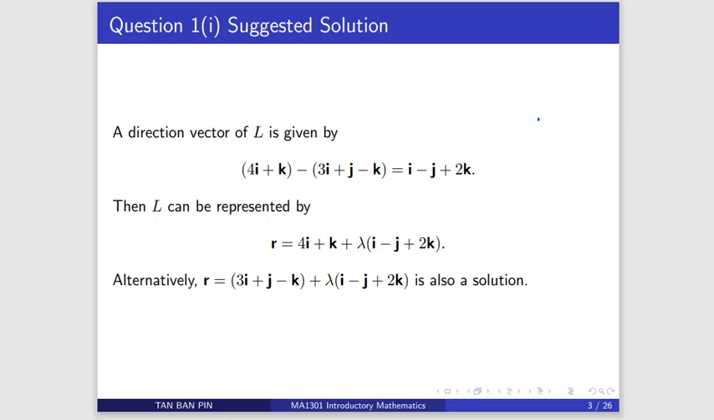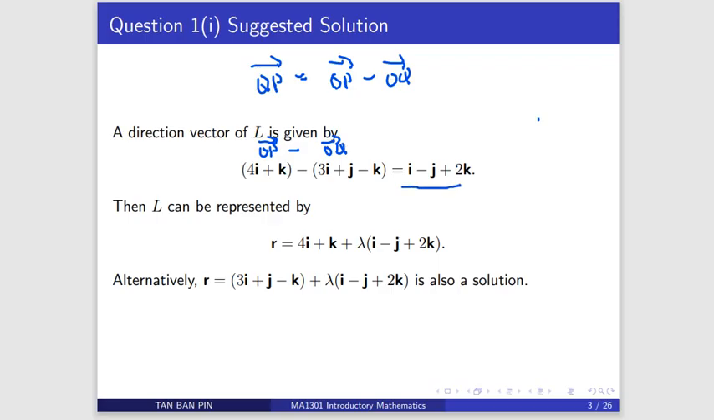Here you are finding vector QP. QP is vector OP minus vector OQ. So this is OP, and minus vector OQ, and that gives you i minus j plus 2k.